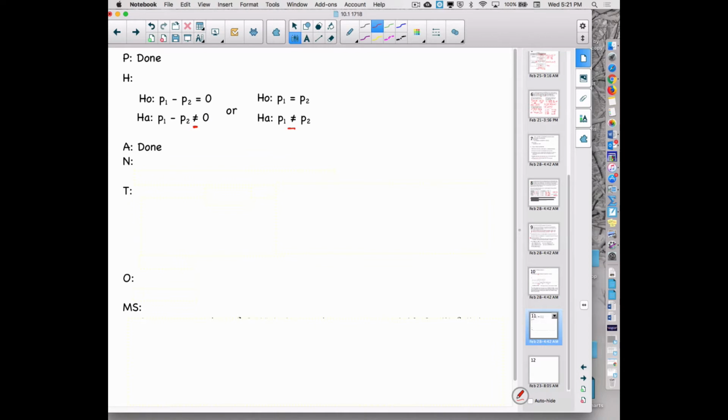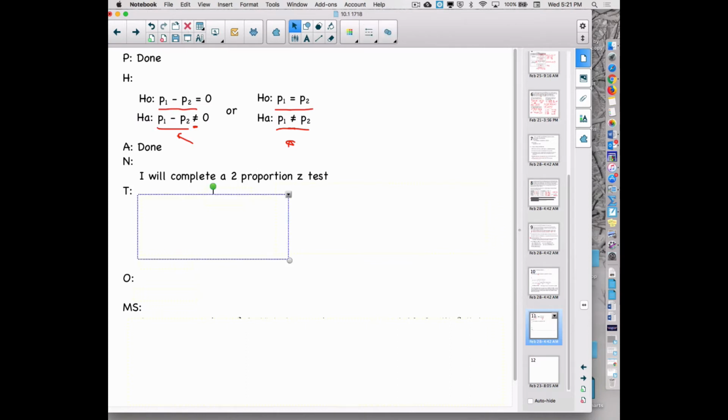It's up to you whether you decide to do P hat or P1 minus P2, or if you want to just put the symbol in between. I don't care which you do. The one on the right takes a little bit less writing, but some people like this idea as well because it matches the P hat a little bit. The name here would be we are completing a two-proportion z-test to crunch out numbers.